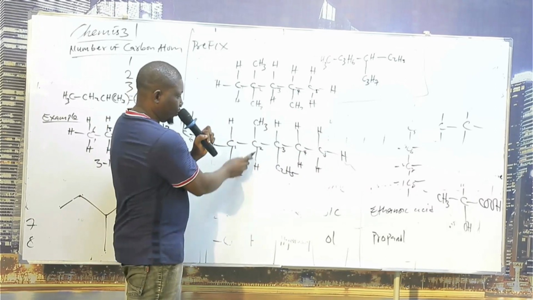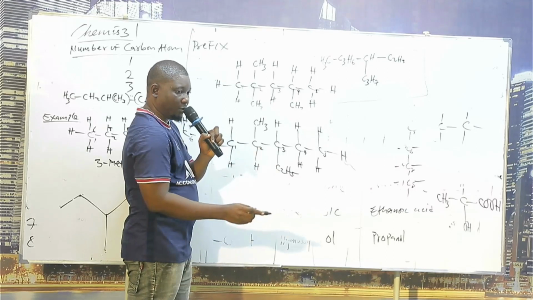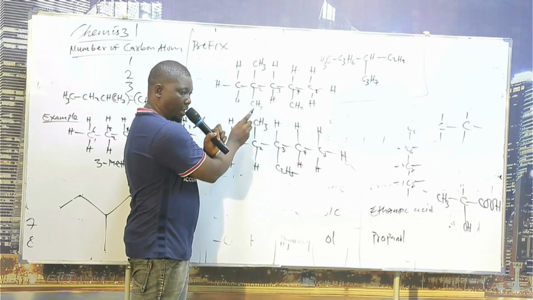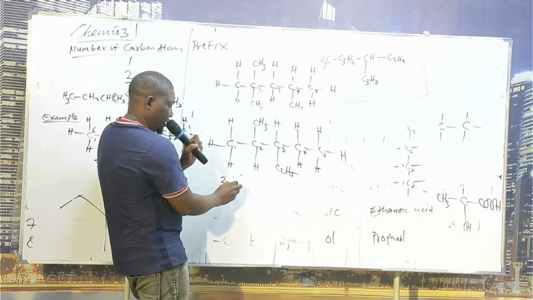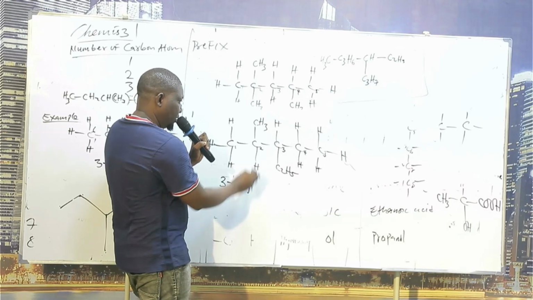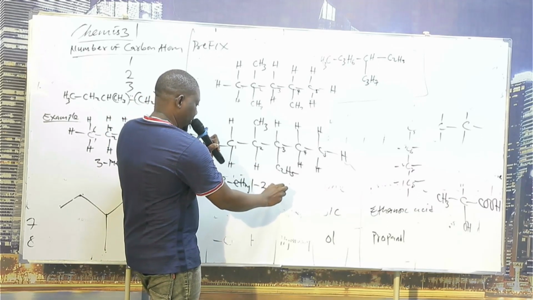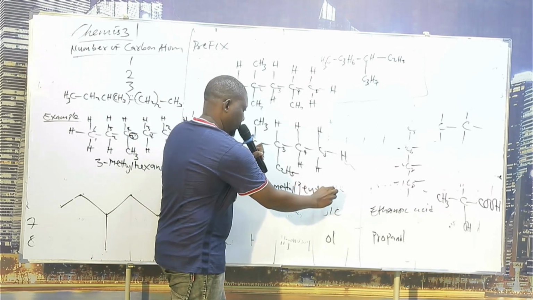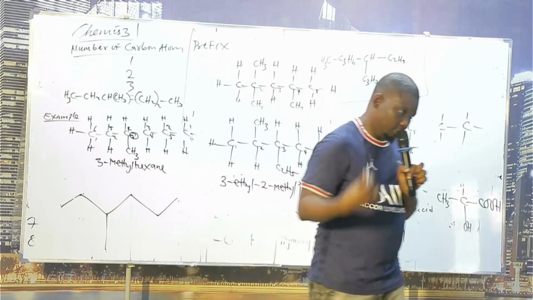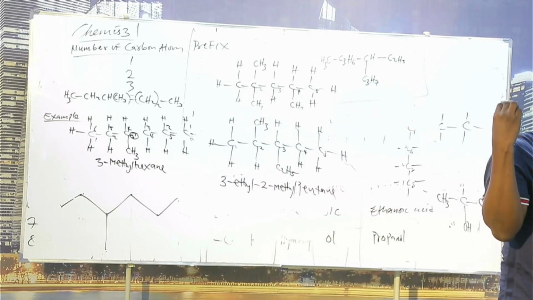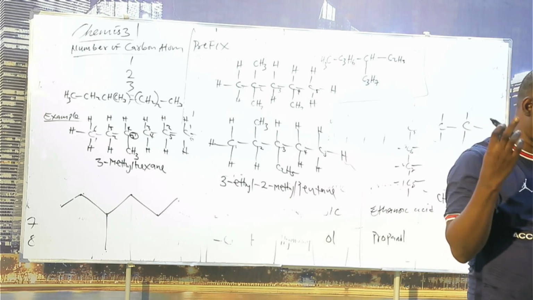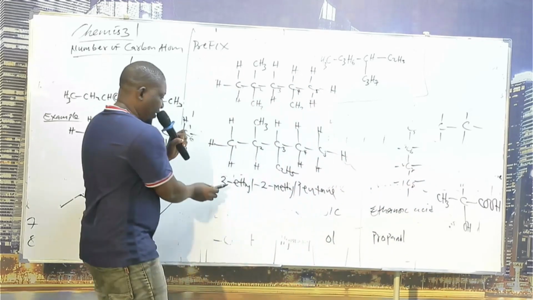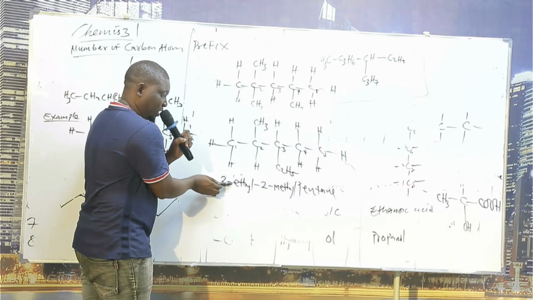But don't say because 2 is before 3, you now start naming 2-methyl. Alphabetically, E should come before M. So start with 3-ethyl, then 2-methyl, and then the long chain is pentane. That's how you name it. You don't use di or tri because the two side chains are not similar.